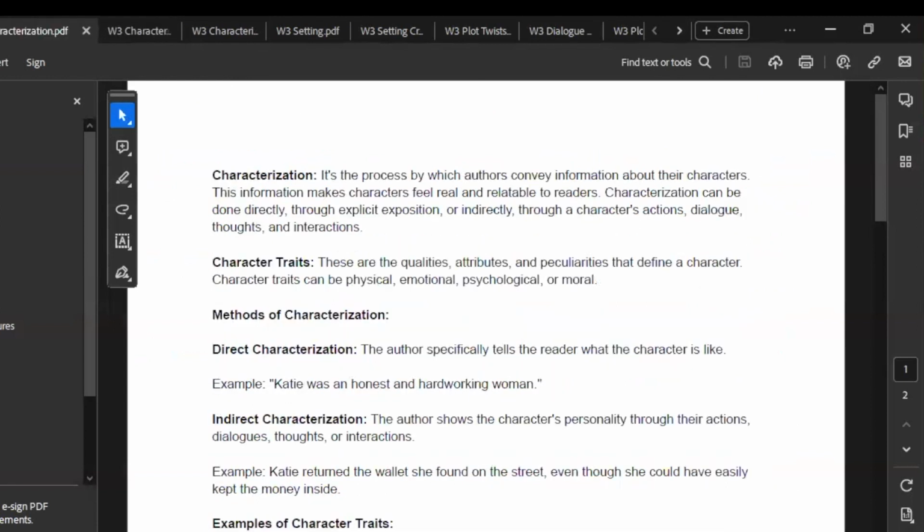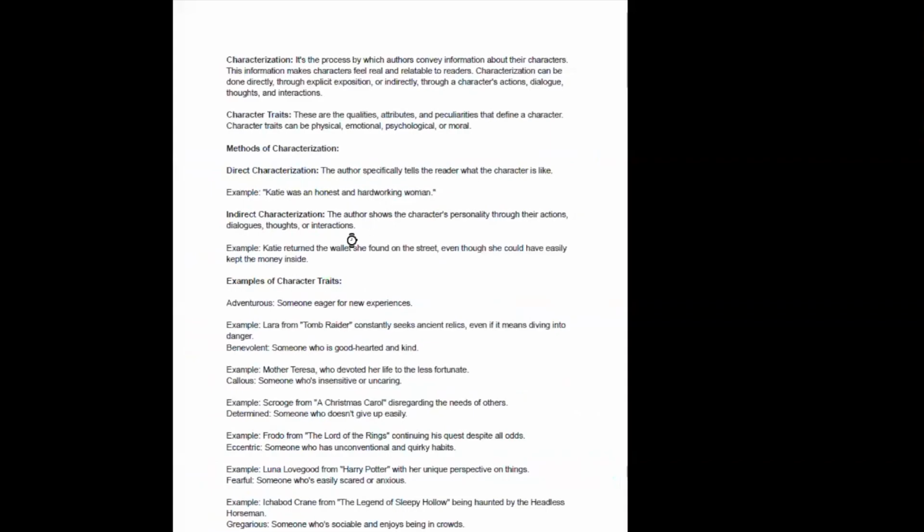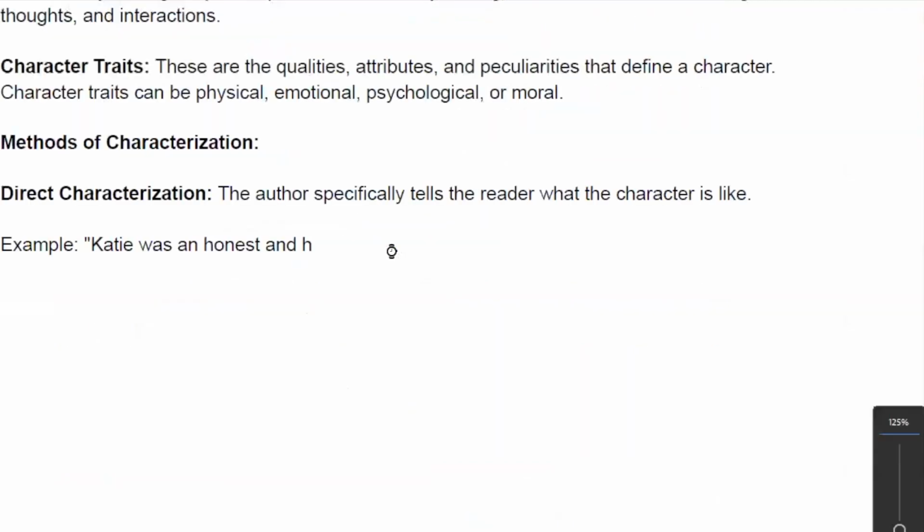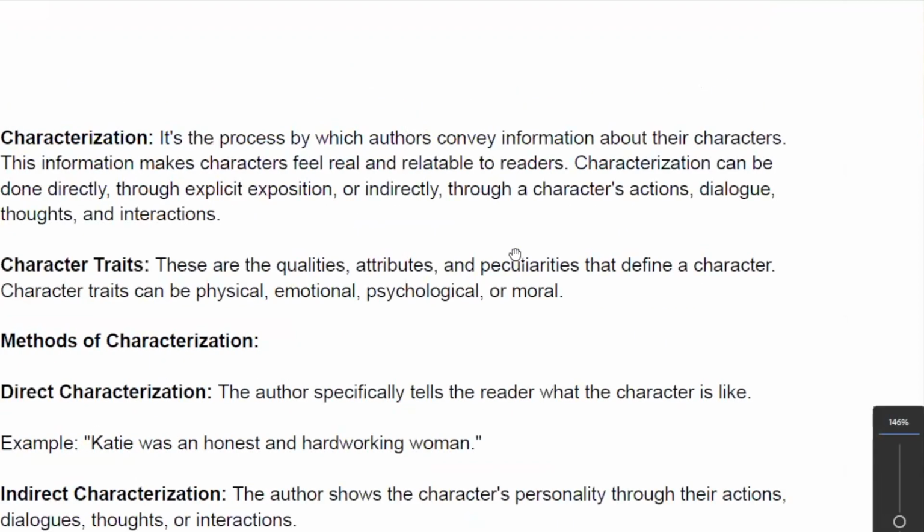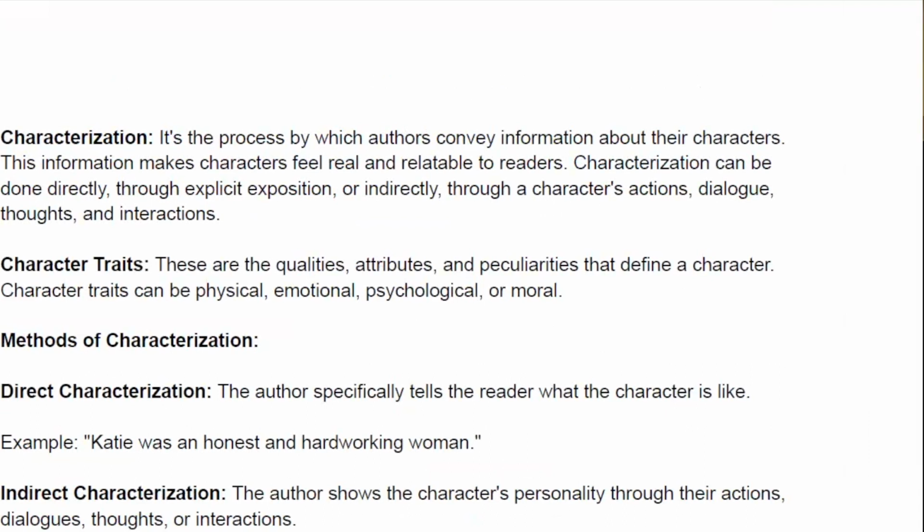Okay. So we're going to briefly go into characterization here, okay? Because there's not too much to go about it, okay? Characterization is, so this is how you make your characters.